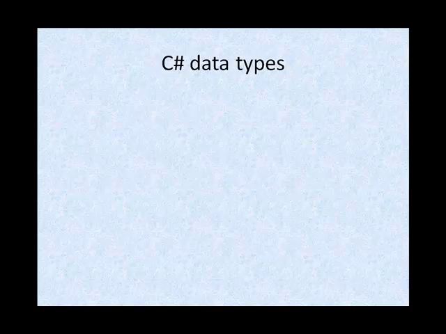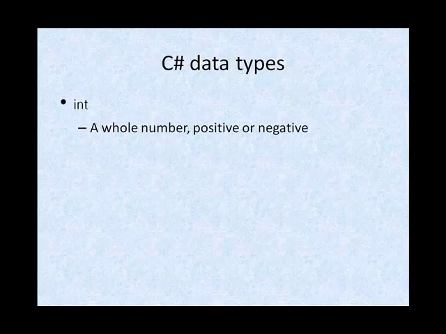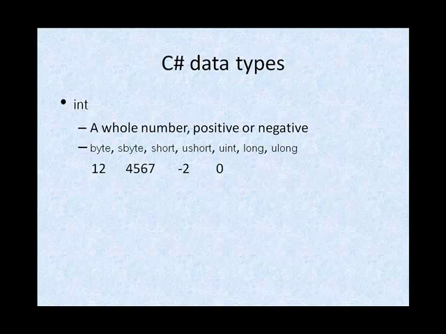The C# data types include int, which is integer. An integer is a whole number which can be either positive or negative. There are several types that are similar to integer, and each provides either more or less area in memory for storage, and some provide positive and negative signs, and some are unsigned, and those start with the letter U, but they're all whole numbers. Examples of integers include 12, 4,567, -2, and 0.